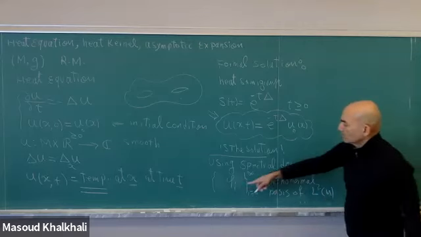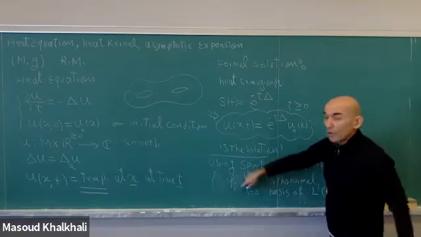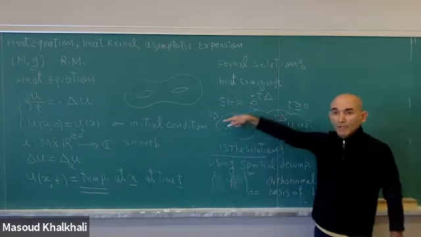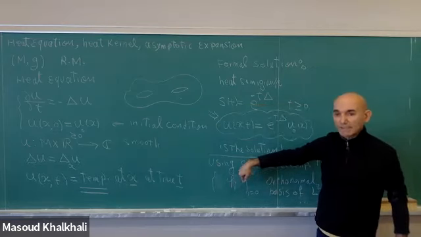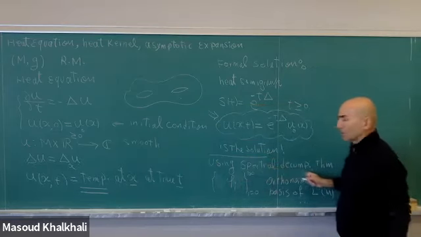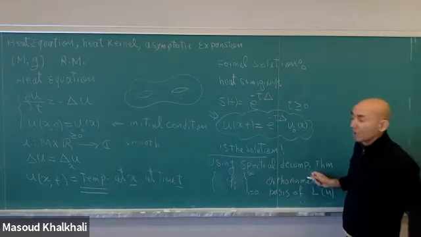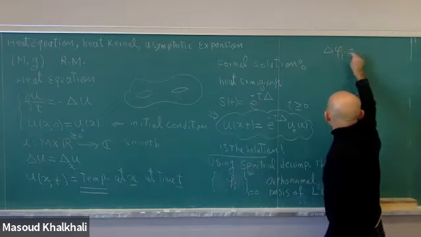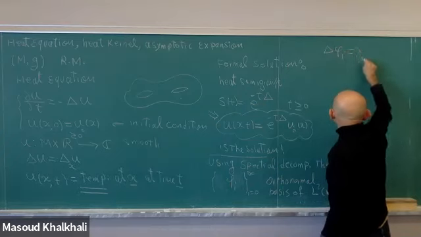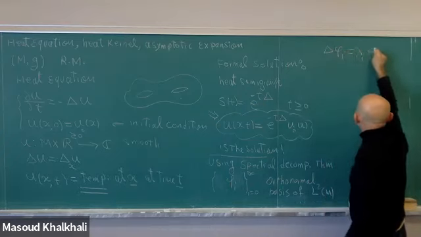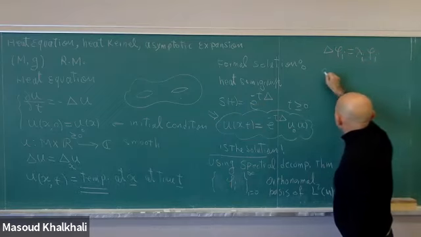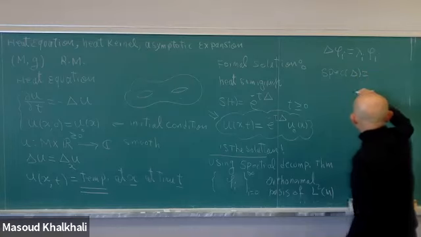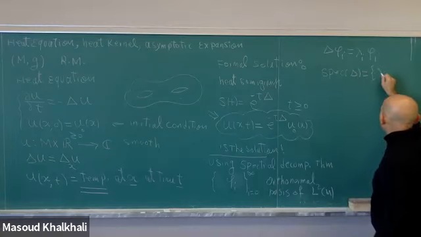Well, these phi i's, not only are they orthonormal, in fact, they are eigenfunctions of the Laplacian. We know that such bases exist by this spectral decomposition theorem, which I did not prove yet, but I'm assuming it right now. As I said, I may go back and prove it sometime. It's not very difficult, actually. And so the spectrum of the Laplacian is just this set of lambda i's.